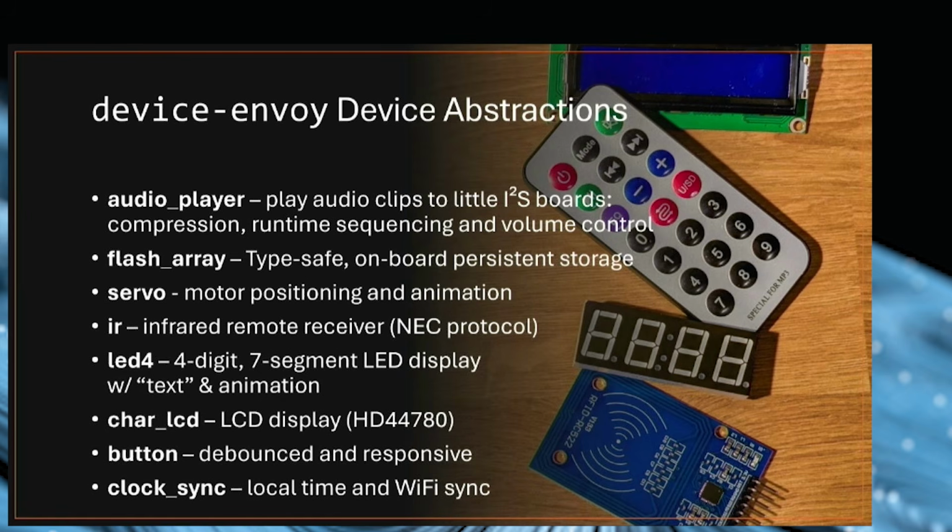So let me tell you about some device abstractions that are in device-envoy, but that I don't have time to describe. My favorite one, that I'm not going to talk about, is an audio player. The audio player will play audio clips to little I2S boards, which you can get for a few dollars and just have 3 wires that you connect in. And the audio player device abstraction supports compression and runtime sequencing and real-time volume control.